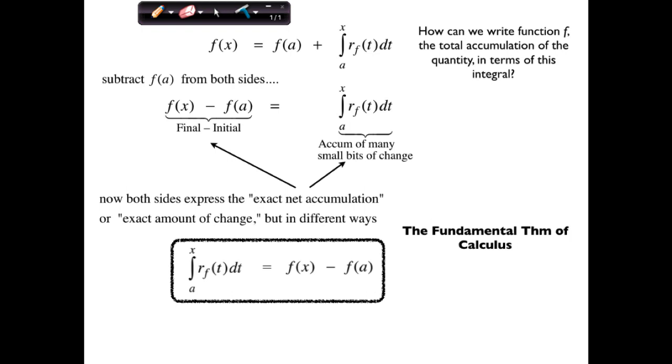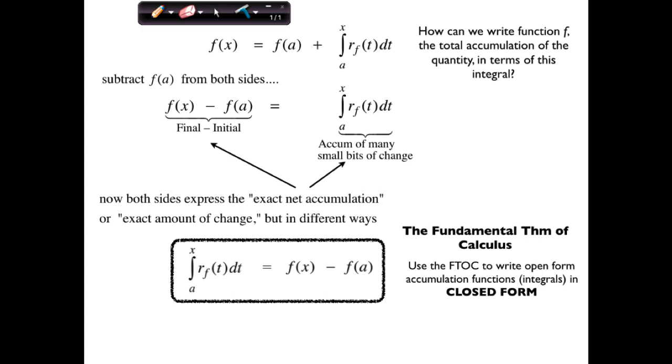So the fundamental theorem of calculus is going to be our key to taking open form accumulation functions and doing what? This final minus initial way of writing the net accumulation is going to be our key to closed form. Using the fundamental theorem will be our key to getting closed form accumulation functions. So what do we need to do that?